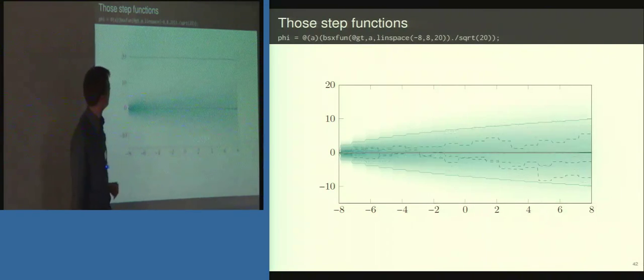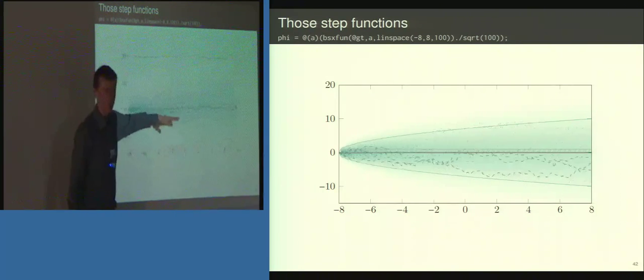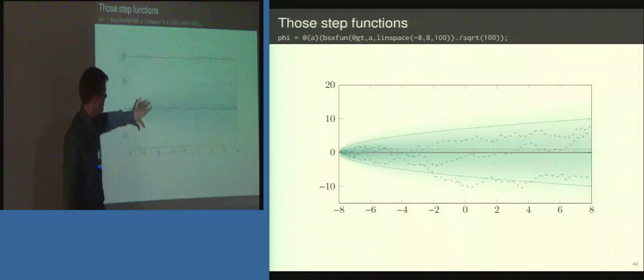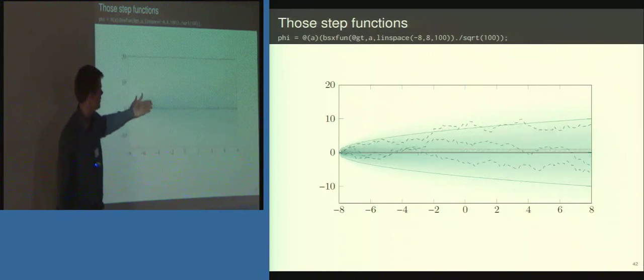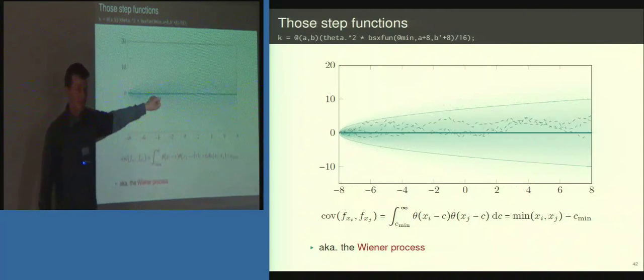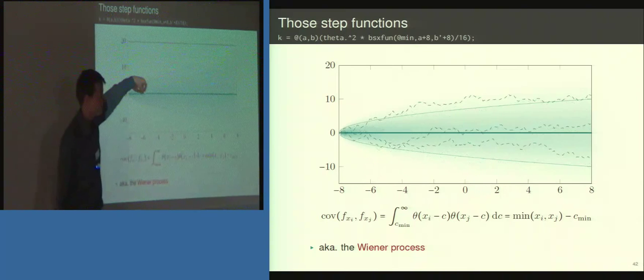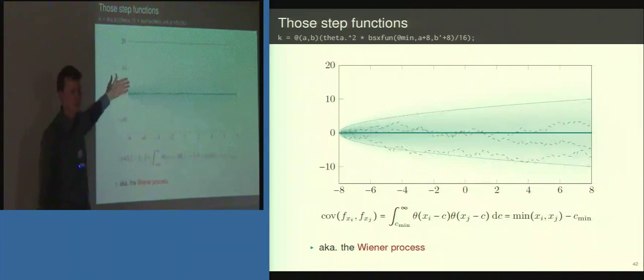Here are now 20, and here are 100 of them. Little step functions that get ever lower. And you see that this thing converges to something which has interesting regularity properties. It turns out you can do this integral, so you can actually do this limit step to infinitely many little step functions in here, and out comes a very interesting Gaussian process, which is called the Wiener process.